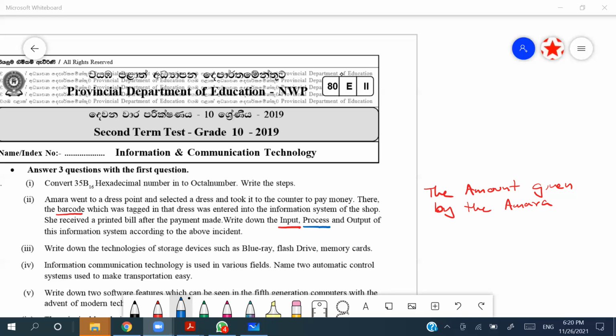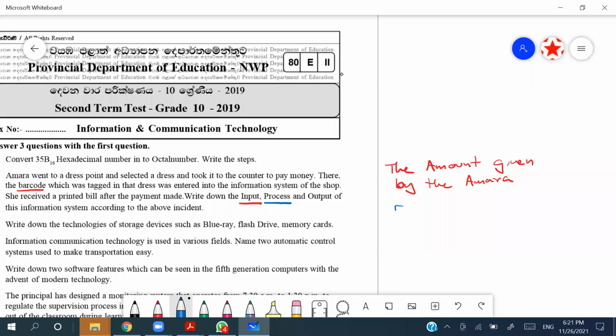Right, so regarding the process, the major process is taking the information regarding the barcode from the system. The barcode is providing the information about the dress and the price and all these things. So processing the barcode, or fetching the information regarding the barcode. That is going to be your major process. So you can say, fetching the details regarding the barcode.